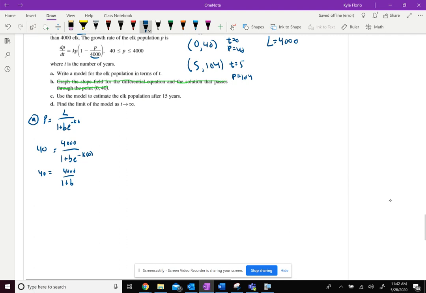What I'm going to do is multiply both sides by 1 plus b and divide both sides by 40. If I multiply both sides by 1 plus b, that goes away, and I have a 1 plus b over here. And if I divide both sides by 40, that 40 will go away. And 4,000 divided by 40 is 400 divided by 4. That's going to be 10, I believe. Or is that 100?